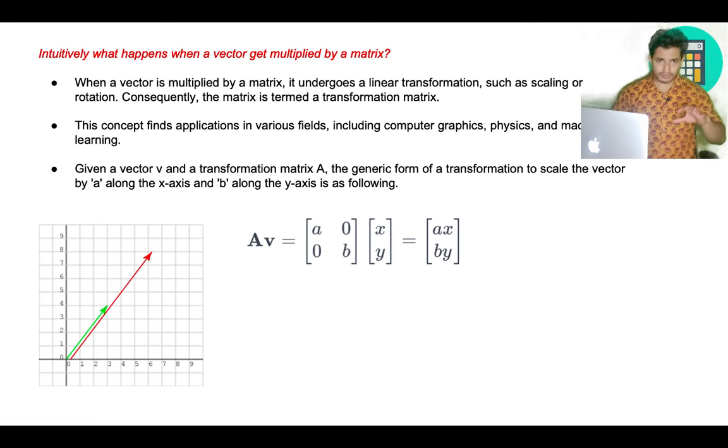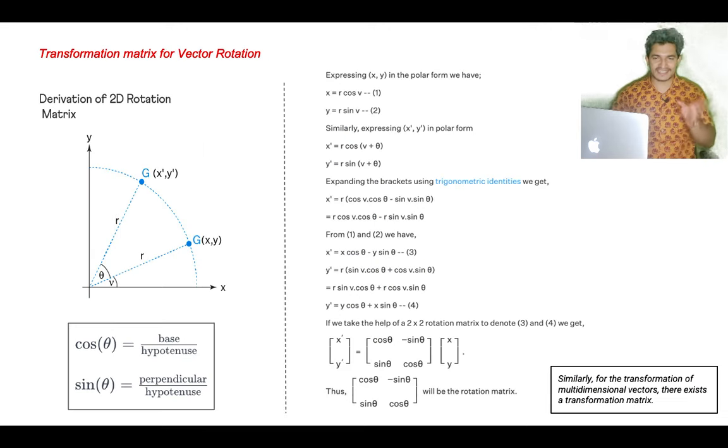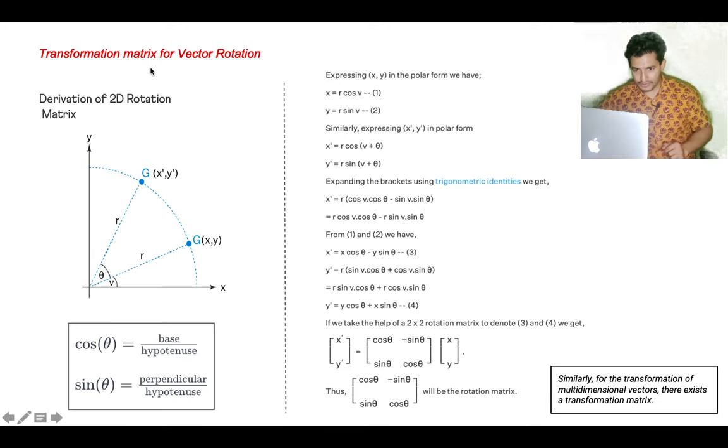And a transformation matrix also exists when you want to rotate the vector. So that's an interesting case, let's look at that. The transformation matrix for vector rotation. Suppose your vector was this (x, y), which was making an angle of v with respect to the x-axis. Now you want to rotate it by theta degrees. Now this is the transformation matrix, which is [cos theta, -sin theta; sin theta, cos theta], which will represent the transformed vector, which is (x', y'), and here the vector got rotated by the theta angle. So this is the transformation matrix.